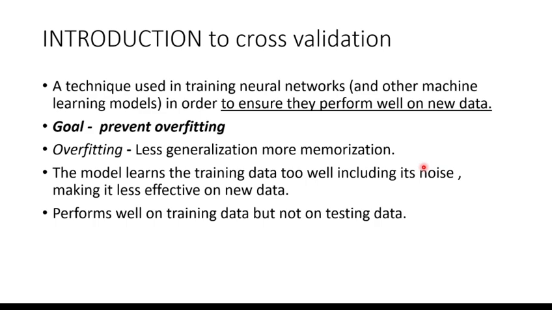So the basic goal of using cross validation in a neural network is to prevent overfitting. What is overfitting though? Overfitting is a situation which is a result of less generalization and more memorization. That means that the model which we have trained learns the training data too much, so that it includes noise also, and it makes it less effective on new data. It performs well on training data but not on testing data.